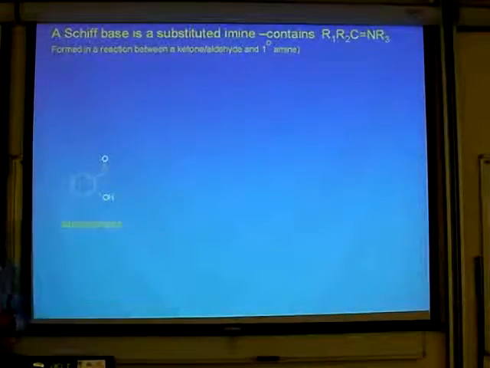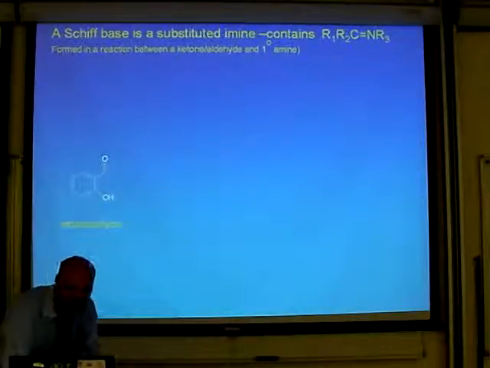Okay, so those of you who don't know, a Schiff base is basically a substituted imine. It's got that group in it, and it's formed in a reaction between an aldehyde or ketone and a primary amine. I found that out last week. The aldehyde we used was salicylaldehyde.